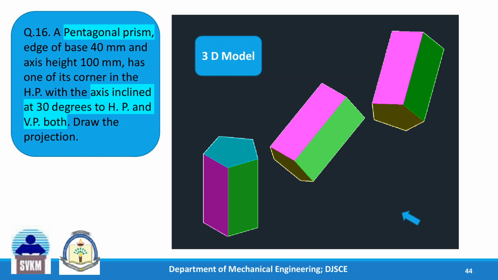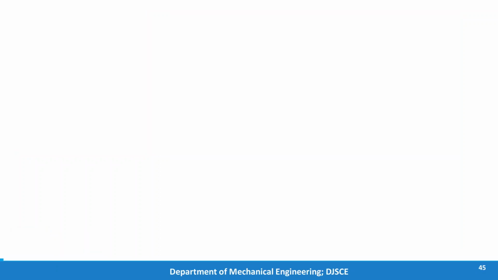So in this third step, we will tilt this solid such that the axis is making an angle of 30 degrees to VP. So here VP is here, so the axis makes an angle of 30 degrees to the XY line. So only the difference will be in the true angle. Let us see that. This 30 degrees is the true angle now. So let us see the solution.